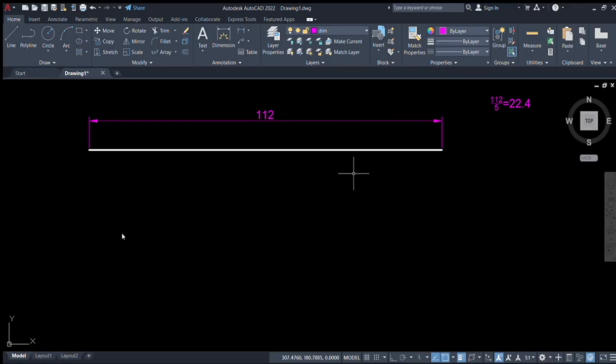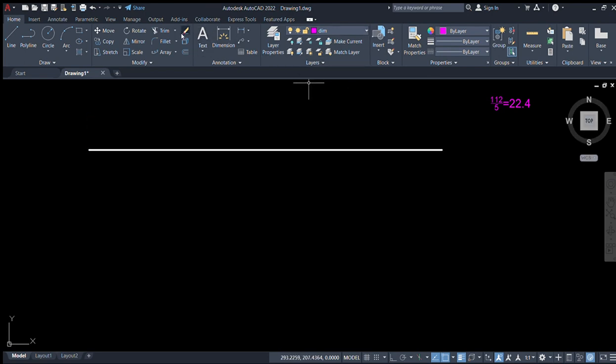Welcome. We want to subdivide the line we have here. The line measures 112 units, subdivided into 5 parts. So if you do some calculations, you find each part will be approximately 22.4 units. So how do you go about it? This is what you do.